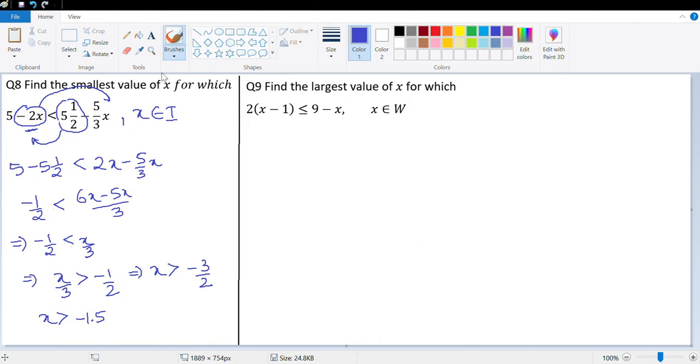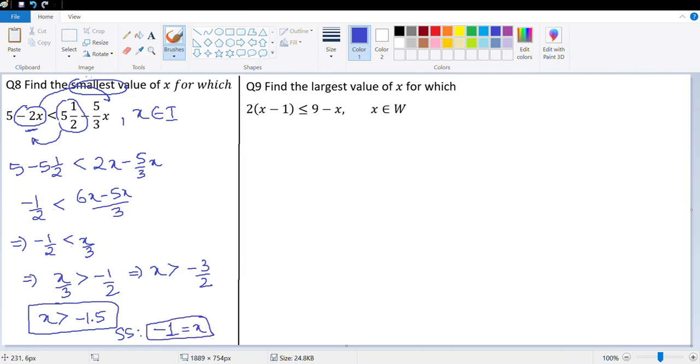So since this is integers, my solution set for this would be any integer which is more than negative 1.5. The question is smallest value, which would be more than negative 1.5, would be negative 1. So x is equal to negative 1.